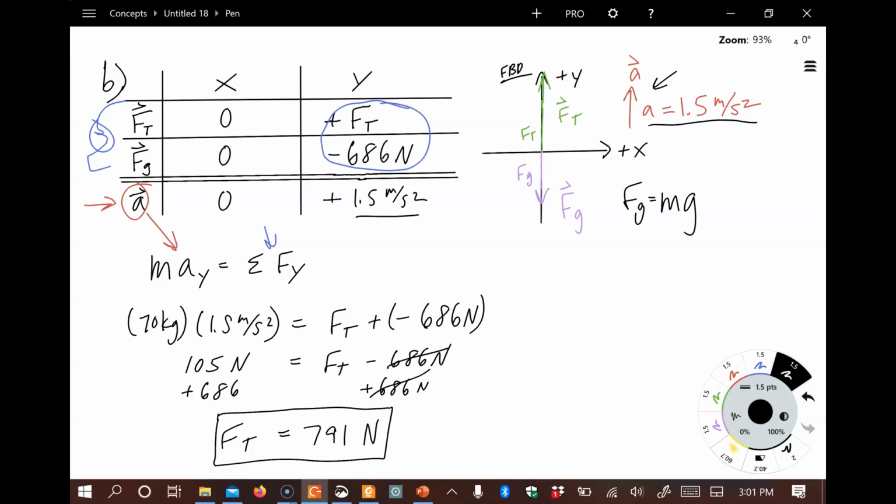And again, we can kind of see in a sense that in this case, the downward magnitude of gravitation is 686 newtons, and the upward magnitude of tension force is 791 newtons. That's why it's got a longer arrow, and that's why it's unbalanced and it's producing this acceleration upwards.